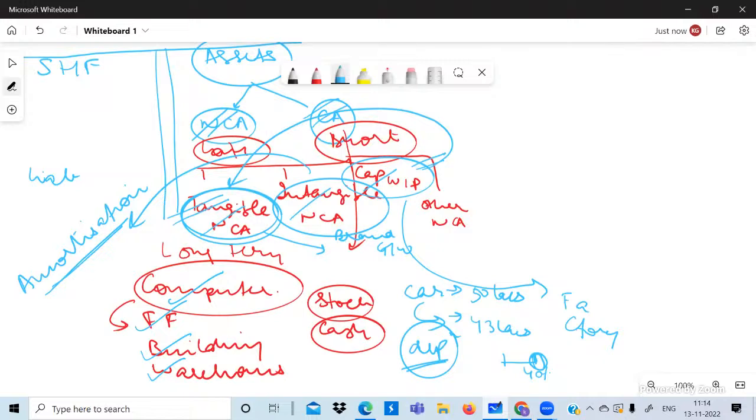Car is tangible. Can you touch, feel, and see the car? Yes. So it's a tangible asset. It's not an intangible asset.